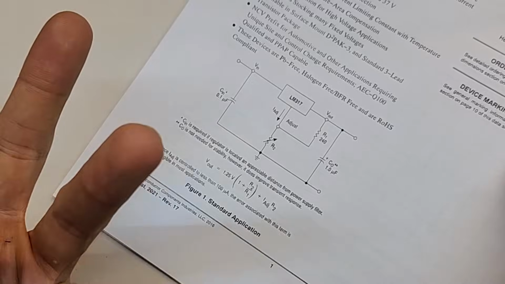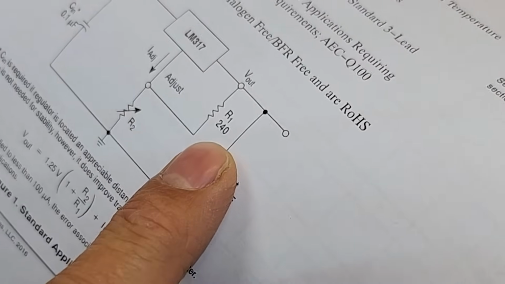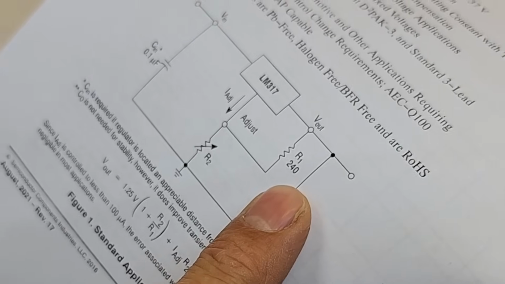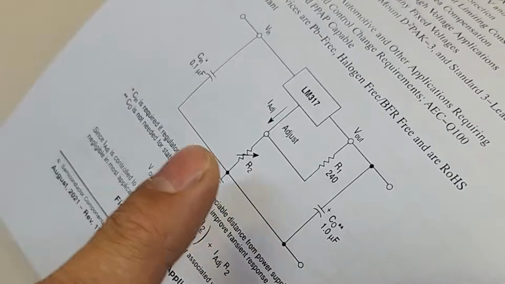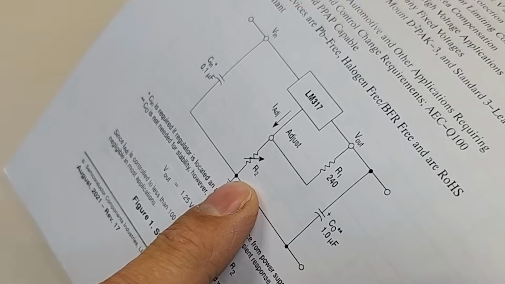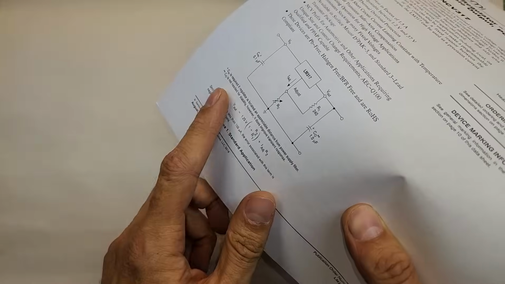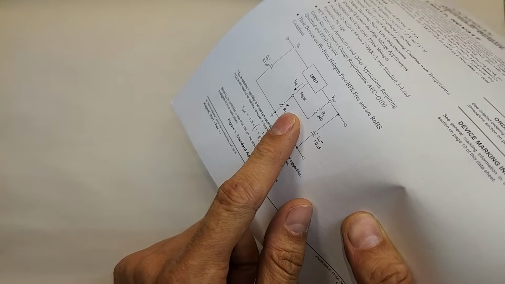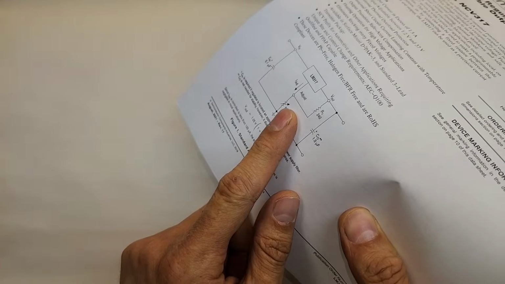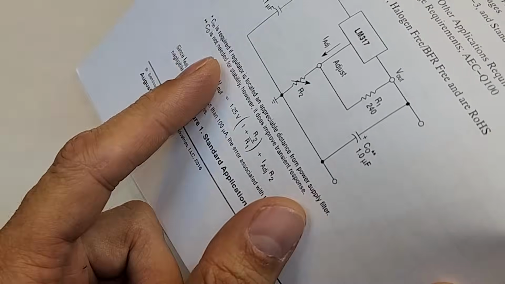There are 2 adjusting resistors here. This one, which has to be fixed and equal to 240, and this one, which is the adjusting resistor. By changing the value of this resistor here, you can change the output voltage. Also, you can use a potentiometer instead of this adjusting resistor to make adjusting the output voltage easier. Also, you can use this formula to calculate the output voltage.